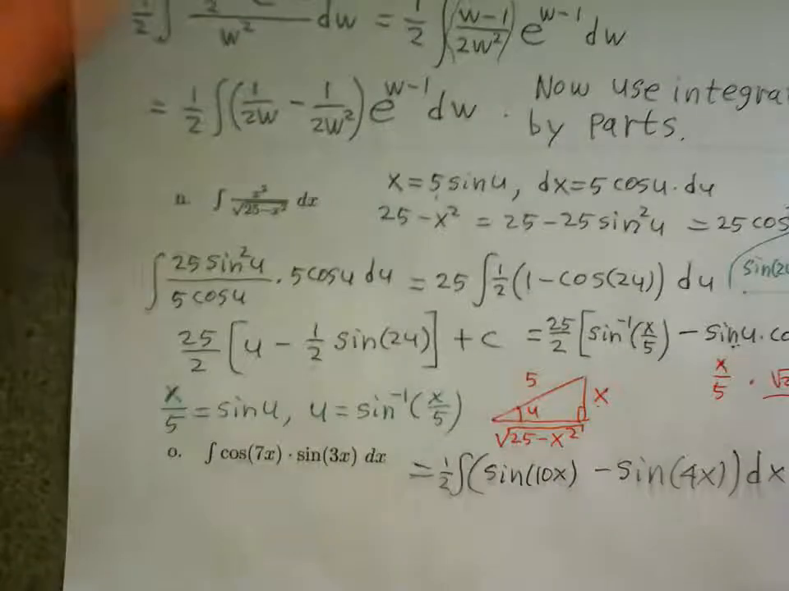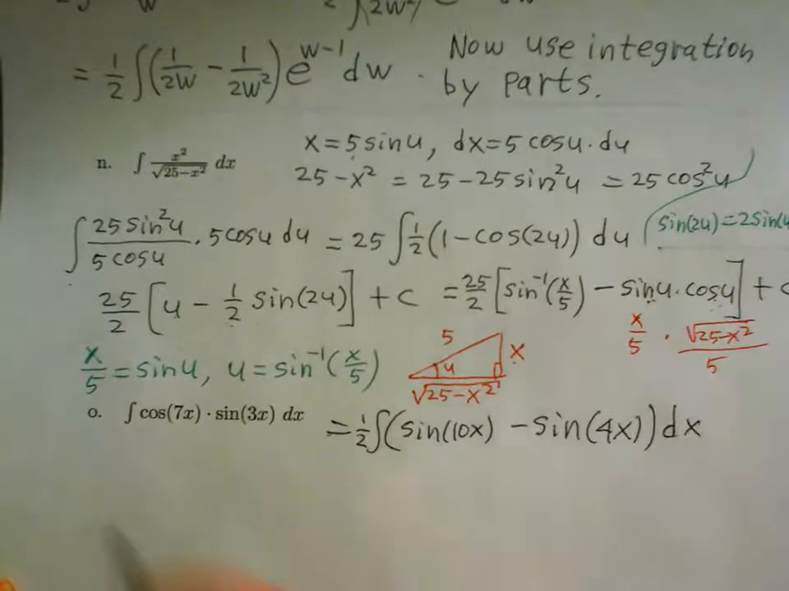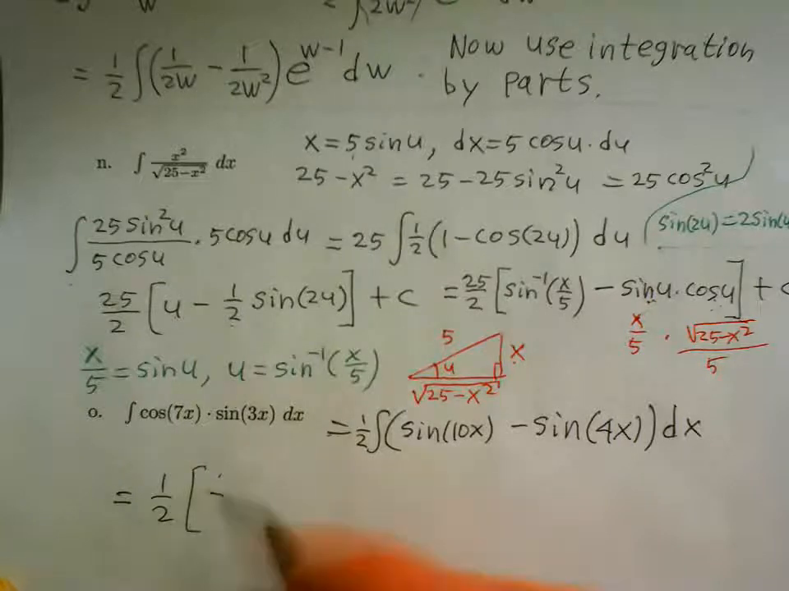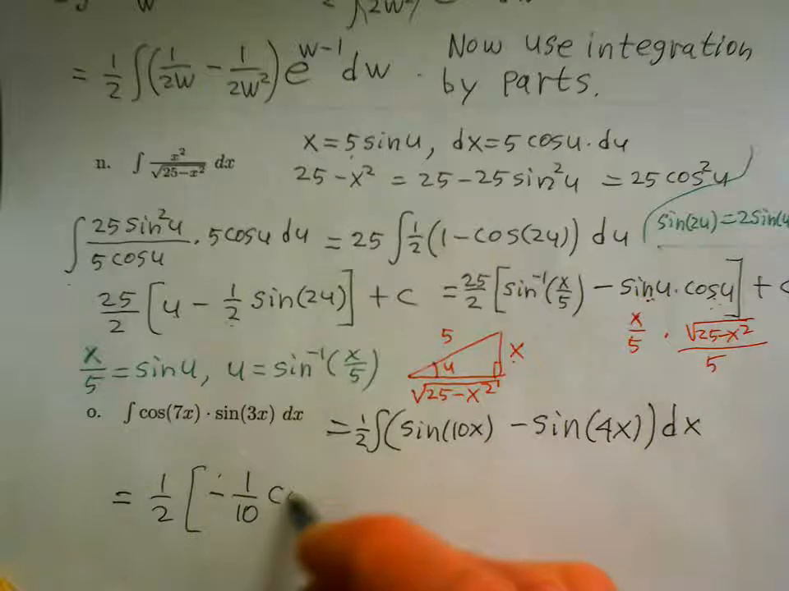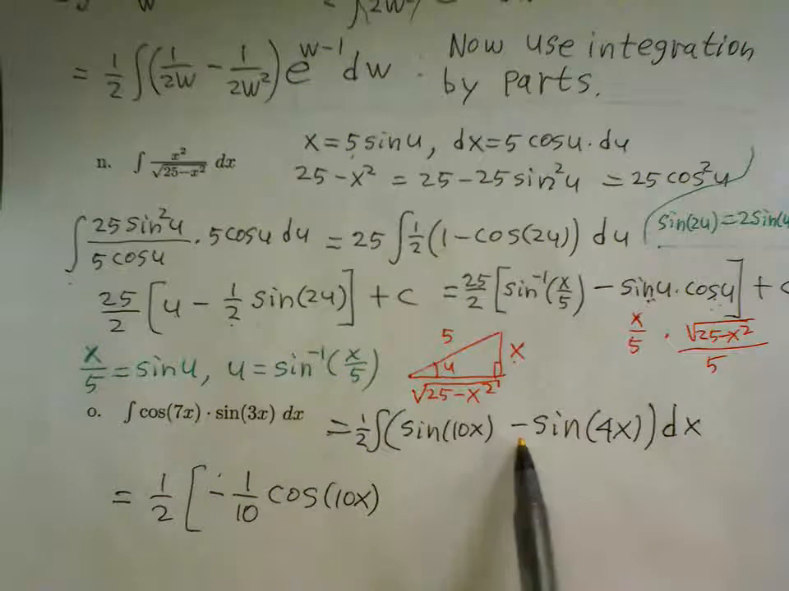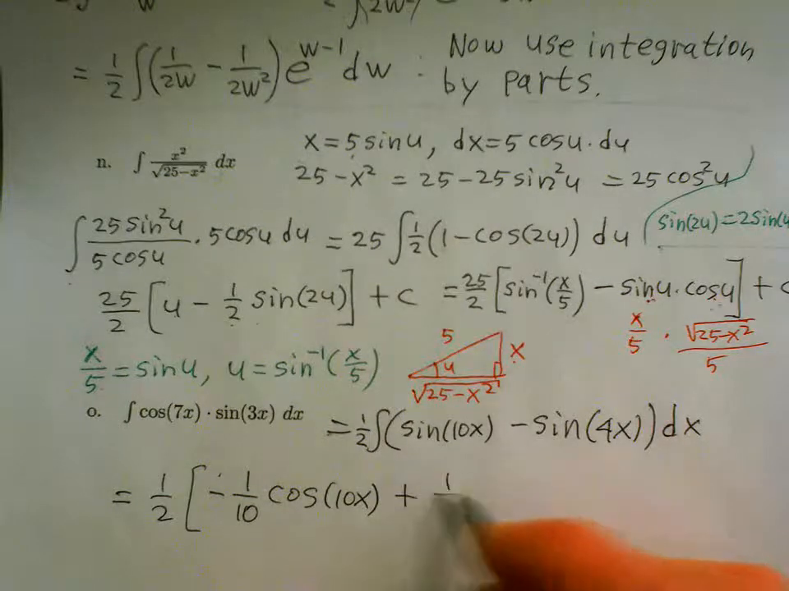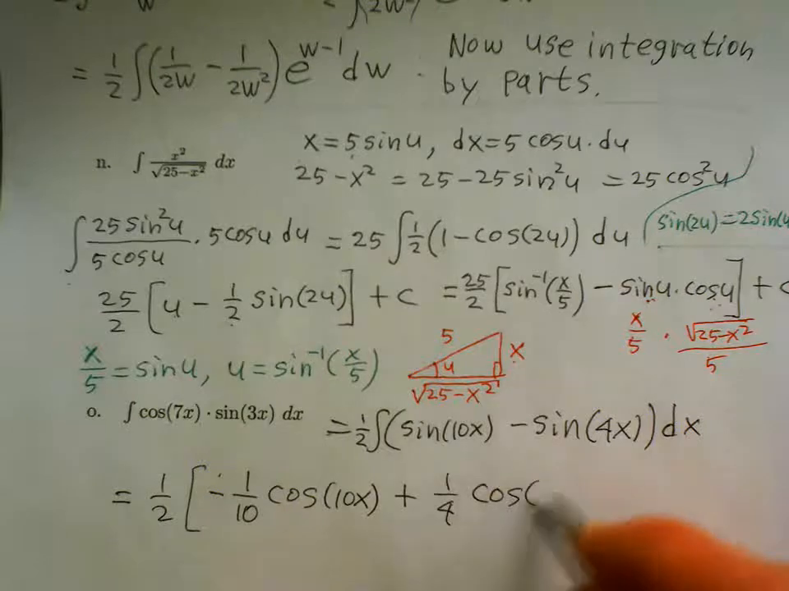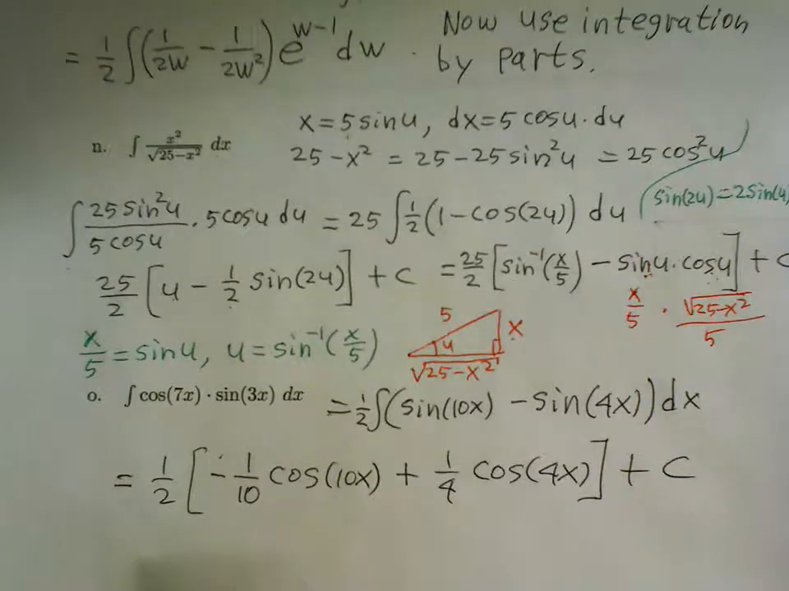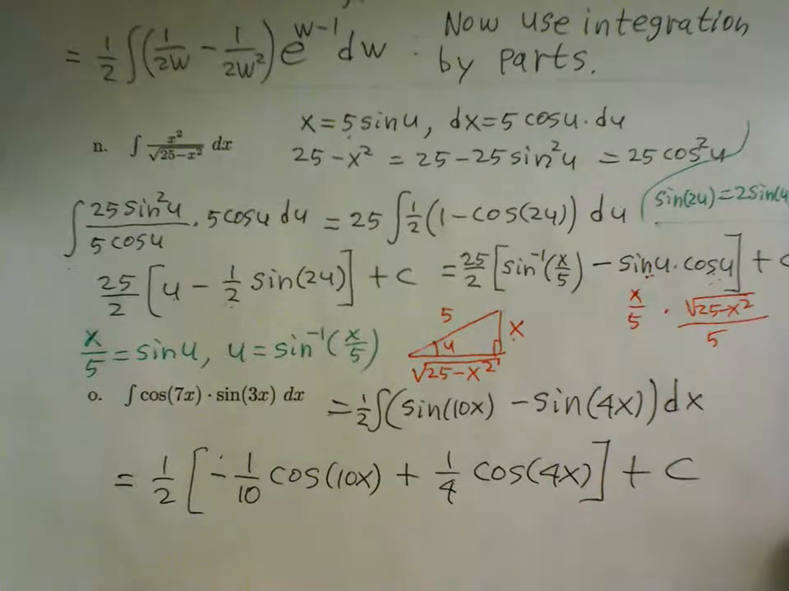And this is pretty simple to evaluate. So we get 1/2, and then let's see, this is going to be negative 1/10 times cosine of 10x. And over here, we're going to be subtracting a negative, so it's going to be plus 1/4 times cosine of 4x. And so on. You can simplify a little bit more if you want. Okay, let's move on to the next part.